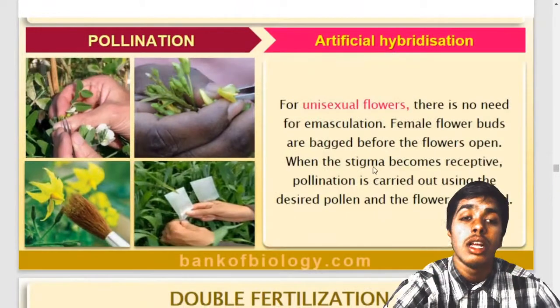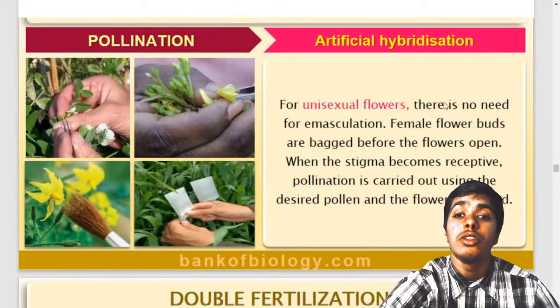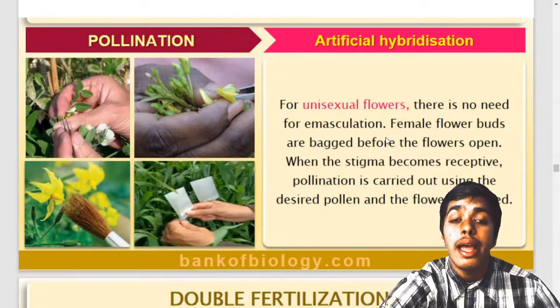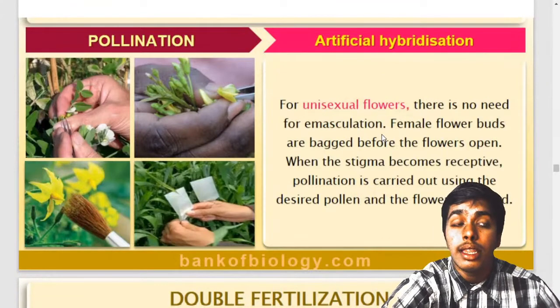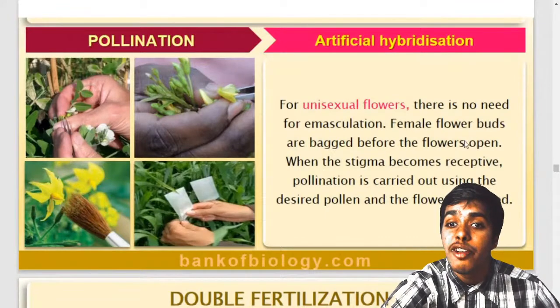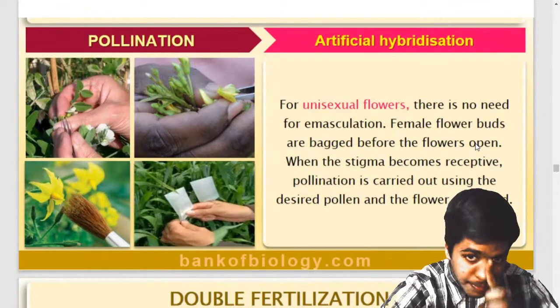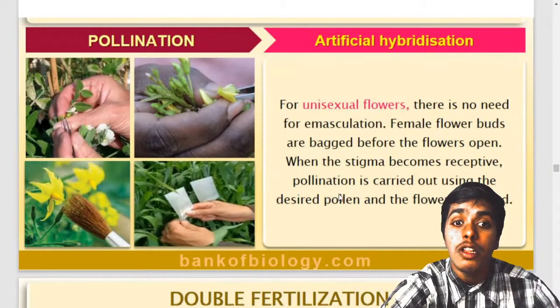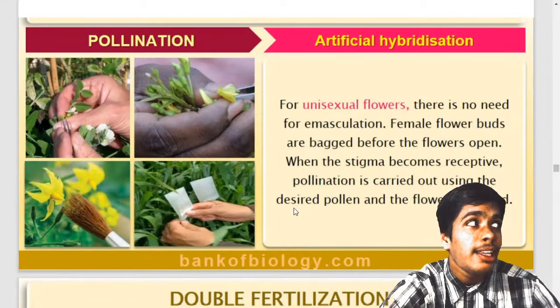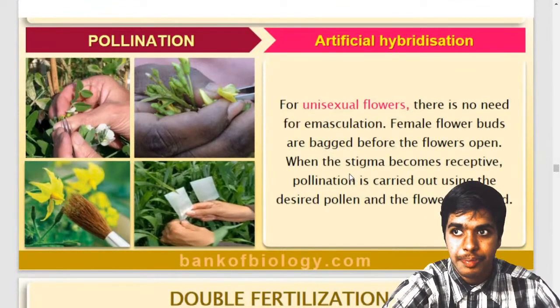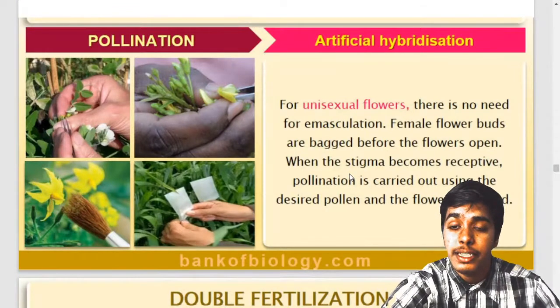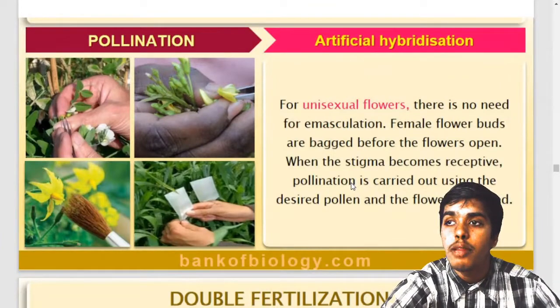the fruits. Now for unisexual flowers there is no need for emasculation. Why is there no need? Because there are no stigma and anthers on the same plant. Female flower buds are bagged before the flower opens. When the stigma becomes receptive, pollination is carried out using the desired pollen grain and the flower is rebagged.